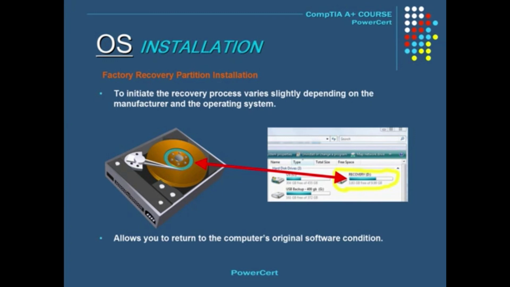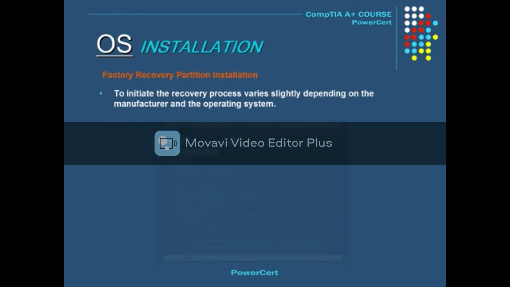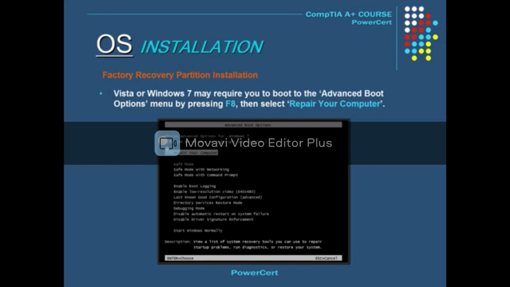So typically, as soon as you turn on your computer during the boot process, you may see a message on your screen prompting you to press a certain key on your keyboard, like F10 or F11, to start the recovery process. Or if you're using Windows Vista or Windows 7, you may have to boot into the Advanced Boot Options menu by pressing the F8 key and then select Repair Your Computer. Like I said, these are just examples. So if you're not sure how to access the recovery partition for your particular computer, you can always consult the manufacturer user manual to find out.